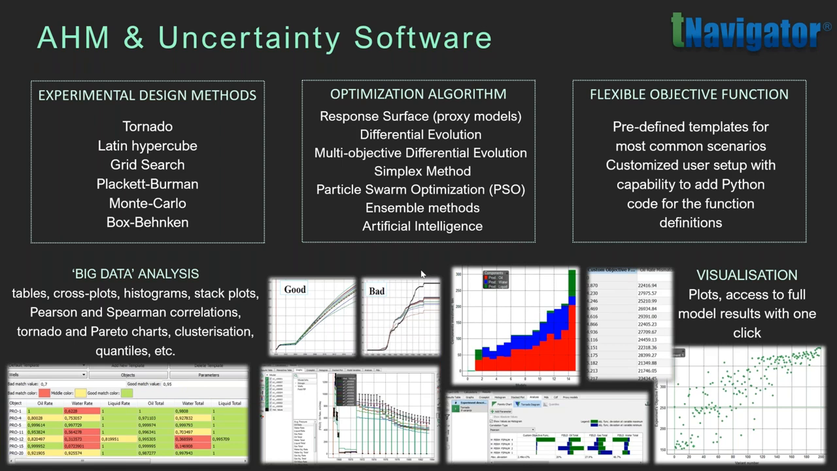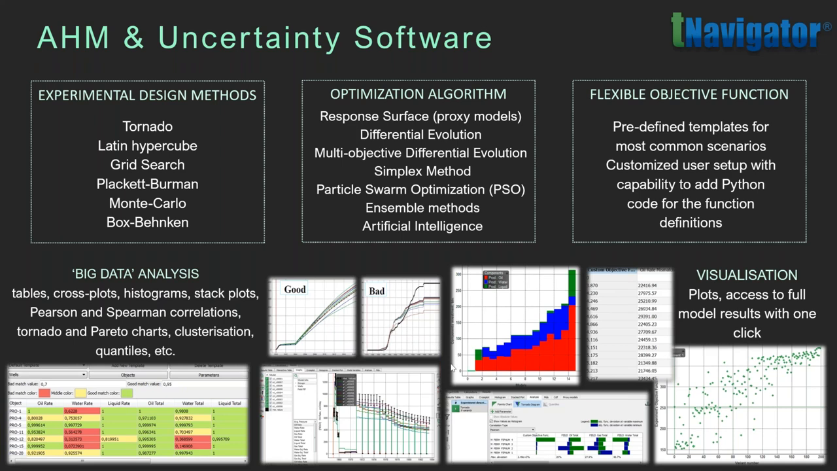The second part of the assisted history matching and uncertainty packages is the analytic part. And this is probably equally important to the optimizers and experimental design methods. This is how we evaluate multiple models. And the philosophy of this analysis is quite different from the classical deterministic approach, where we compare cases one by one.